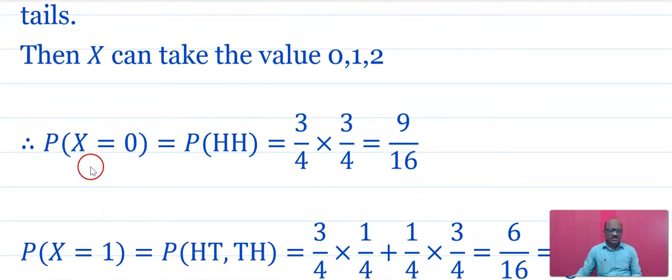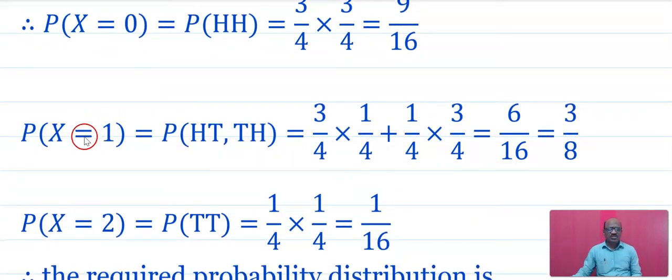Therefore, in 2 tosses, 0 tails, that is both times there is a head and head. Therefore, their probabilities are 3 by 4 into 3 by 4, and that is equal to 9 upon 16. Then P of capital X is equal to 1. Then what are the possibilities? That is P of HT and TH. That is equal to 3 by 4 into 1 by 4 plus 1 by 4 into 3 by 4, their respective probabilities. And after calculation, you will get 6 upon 16, and that is equal to 3 upon 8.